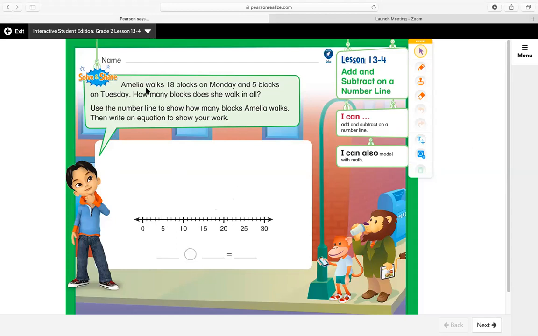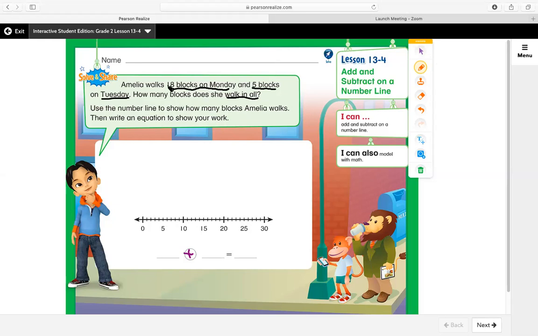So our story says Amelia walks 18 blocks on Monday and 5 blocks on Tuesday. How many does she walk in all? So then it says use the number line to tell how many she walks, and then write your equation to show your work. So I'm going to show you what they're going to be looking for today in today's math. So we want to know how many in all. That's going to tell us we're going to add here.